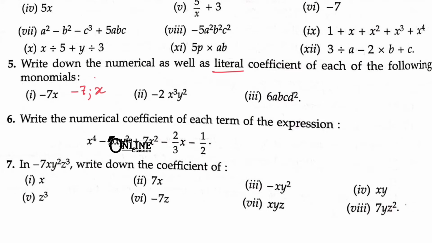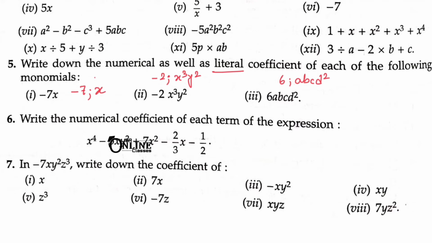So minus 7 and x. Next one here minus 2, then next one here x cube y square. Next one here 6, and then here a b c d square. That is your answer. It's very easy.